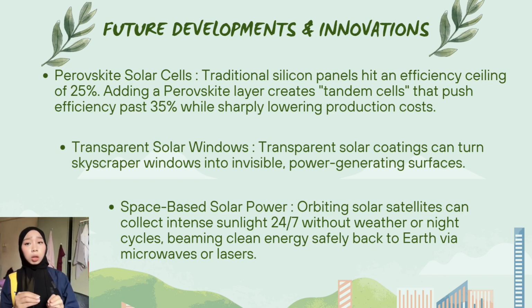Right now, traditional silicon panels are reaching their efficiency limit at around 22%. To break this barrier, the future of solar relies on three amazing innovations. First, perovskite tandem cells. By stacking a new material called perovskite on top of normal silicon, this cell can absorb way more light, pushing efficiency past 33%.